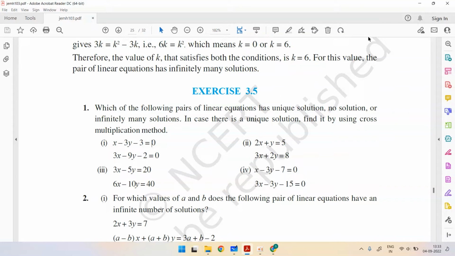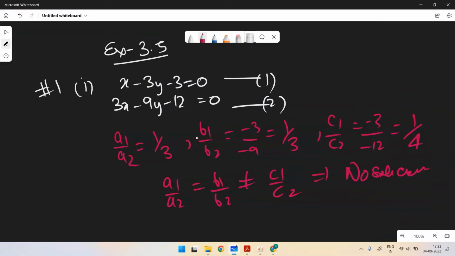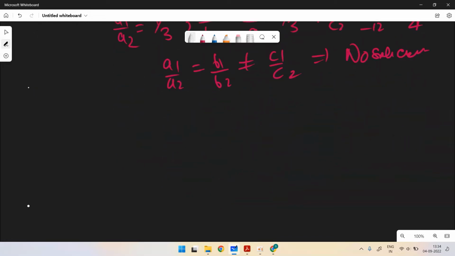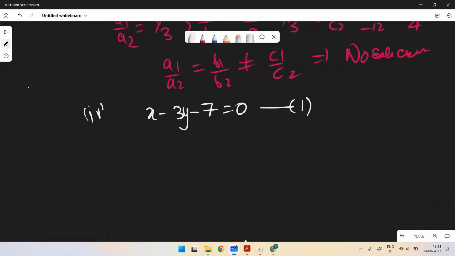Fourth is x minus 3y minus 7. This is my first equation. Now the second is 3x minus 3y minus 15 equal to 0, my second equation.